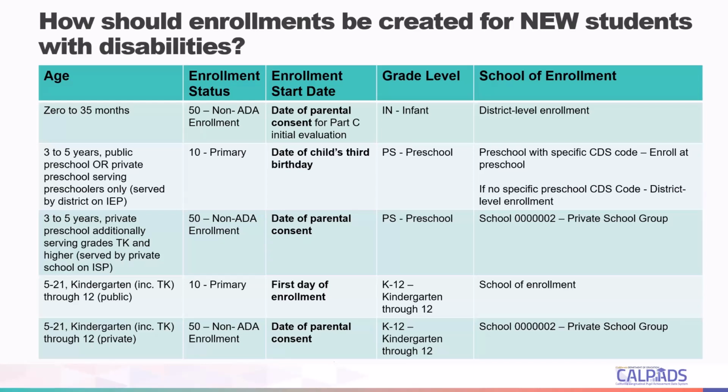One thing I want to point out with your students with disabilities, you see at no time, nowhere, enrollment status 20. That's not an option. All students with disabilities will be primary enrollments or private school enrollments, 50. You never enroll a student with disability with a secondary enrollment. I mean, unless they have a secondary enrollment and you're not providing them services. Whoever's providing them services would not have a secondary enrollment.